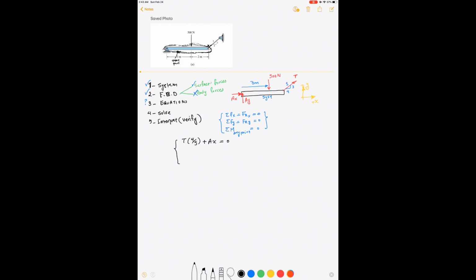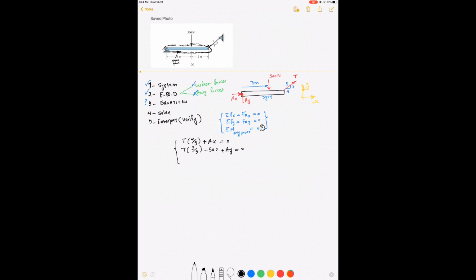Now I go to the second equation. In the y direction, the component of the tension force in the cable is T times 3/5, the sine of the angle, positive, and then I have a negative 500 Newton down, and then I have a positive Ay, equal to 0. Now it's time to go to the moment equation, the third equation, right?